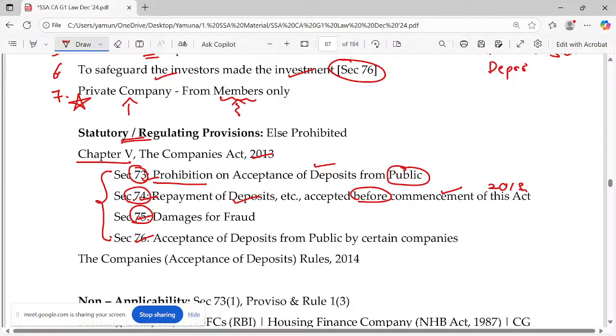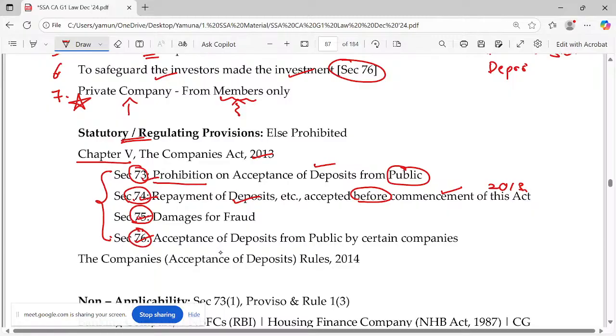This is called damages. What's the difference between penalty and damages? I've discussed many times. When we say damages, it is compensation, so damages and compensation, colloquially. When you say penalty, it is criminal. When you say damages, it's civil. It's a civil act. Okay.